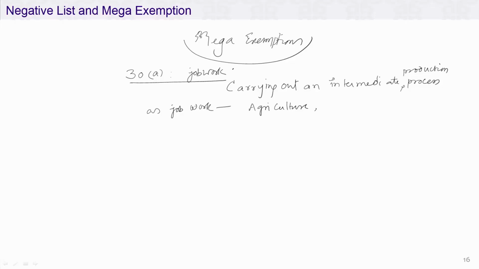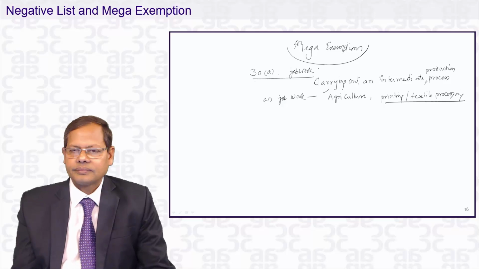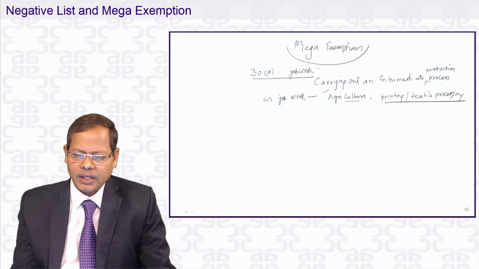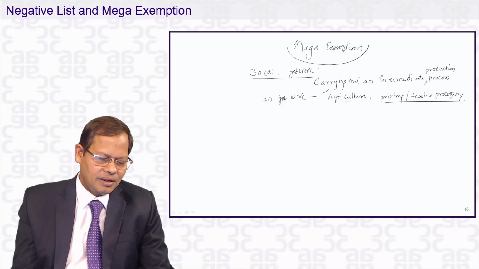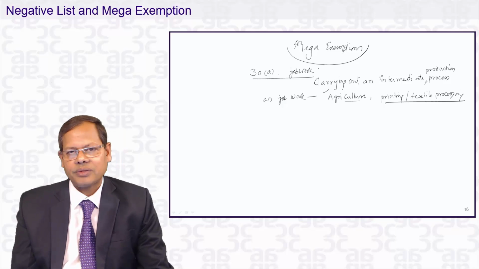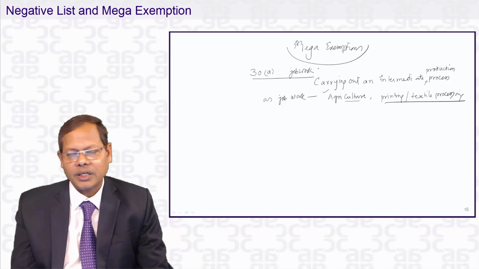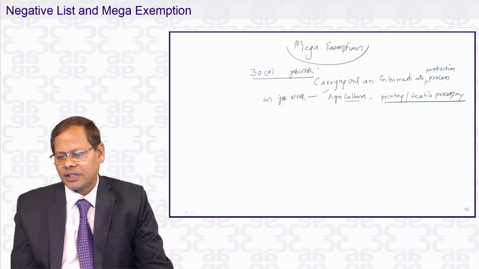Of course, other things are also there, for example, printing or textile processing. These two are not relevant for agriculture, but this is agriculture. So if some intermediate process is done with regard to agriculture produce, then it is under exemption. So a job work is exempt, which means your intermediate production process has job work in relation to agriculture. If it is in relation to agriculture, that is exempt.